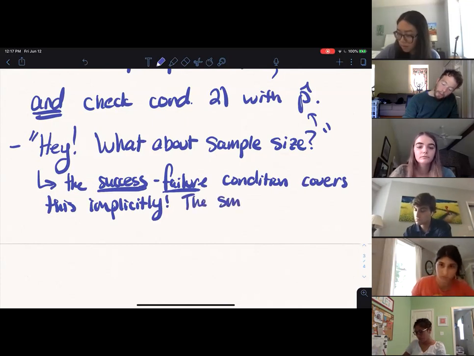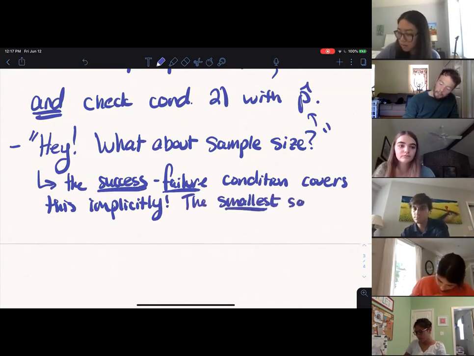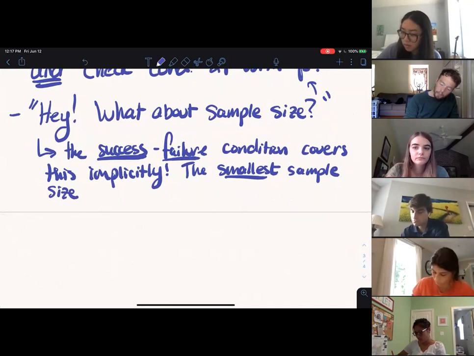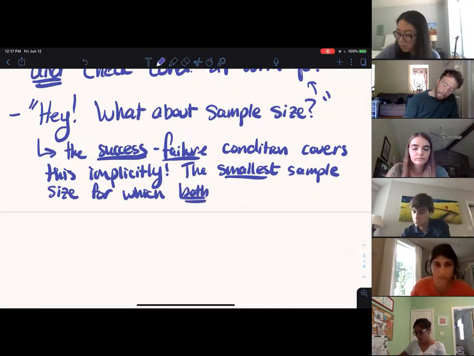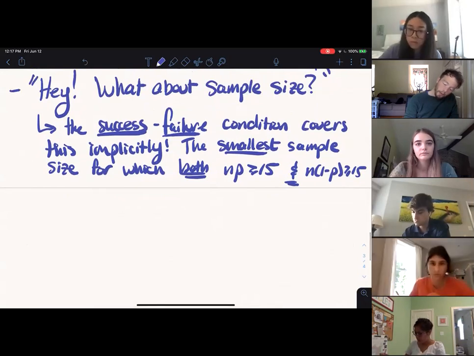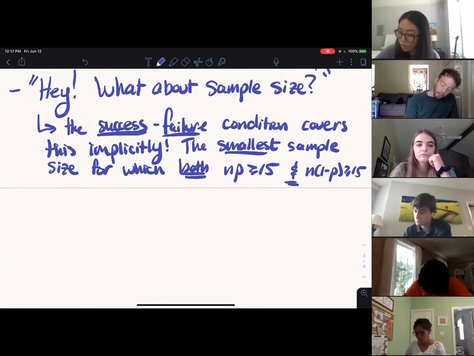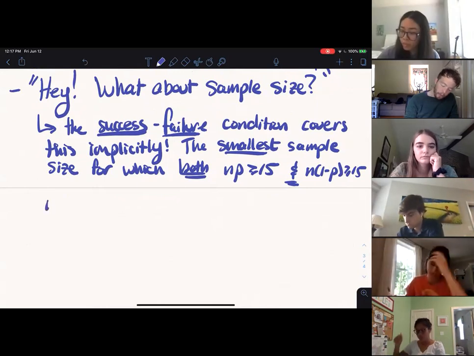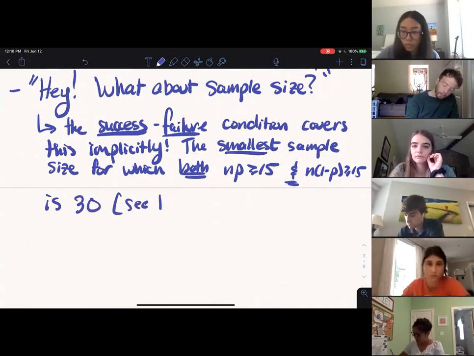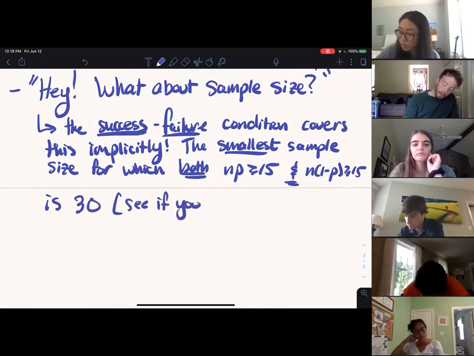The smallest sample size for which both np is greater than or equal to 15 and n times 1 minus p is greater than or equal to 15, the smallest sample size for which these two things are true, is 30. And I would encourage you to see if you can figure out why.